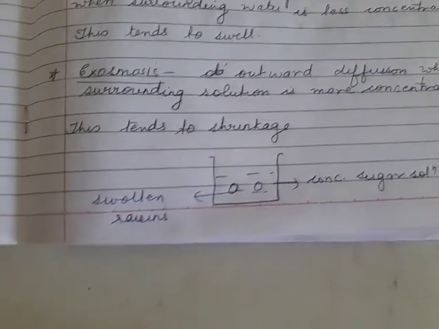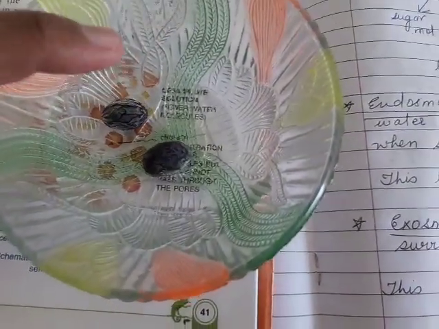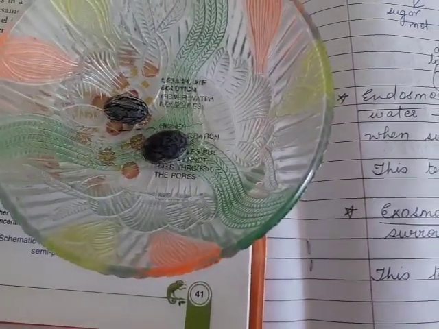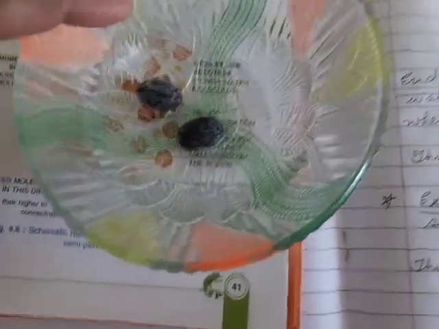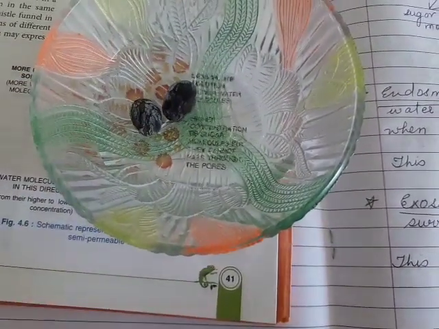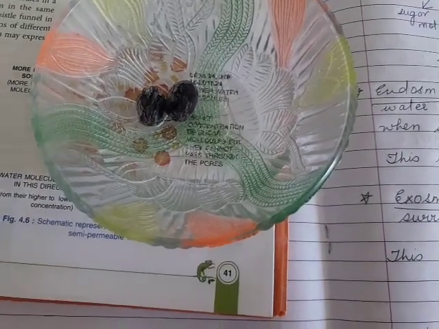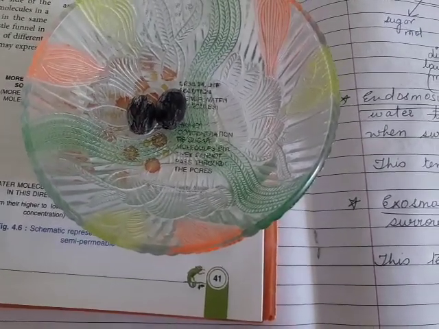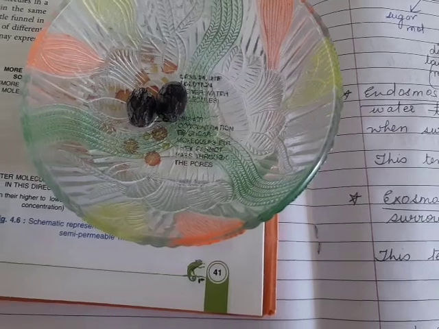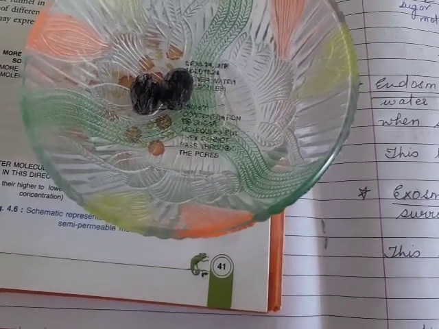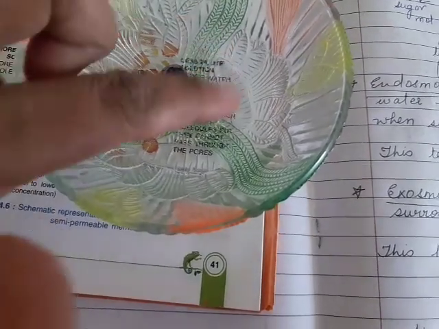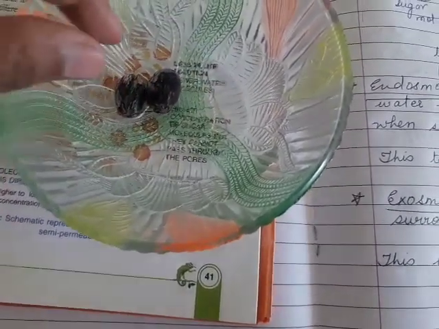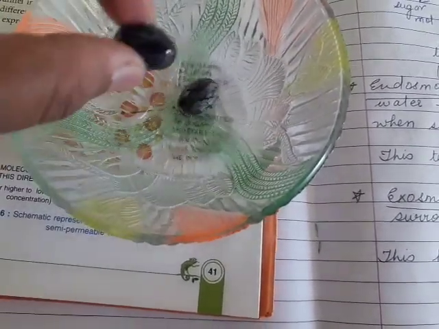Now here what we are going to do is, if I take these same resins, remove them and put them in a concentrated sugar solution, what will happen to these resins? They will shrink. Why will they shrink? Because the surrounding solution is more concentrated. The surrounding solution will contain all sugar, but what is present inside the resins now? Completely water is there, right?